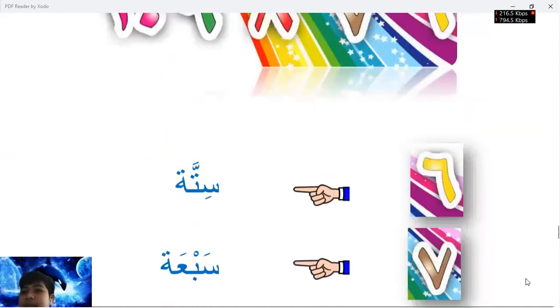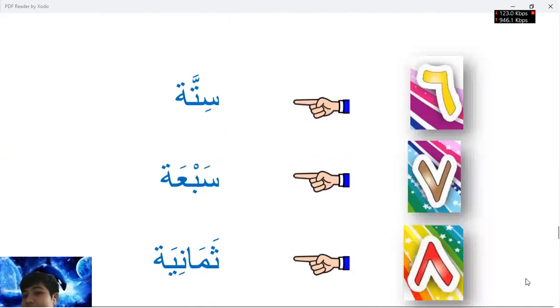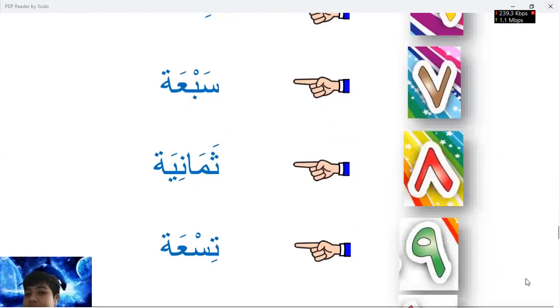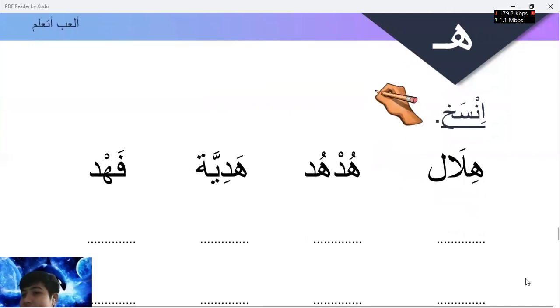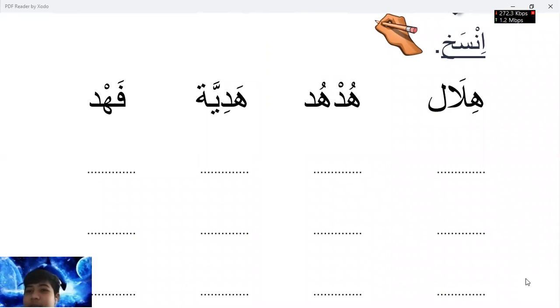Now we are counting. Do you remember the counting from 1 to 5? Yes. Okay, tell me. Wahid, Ithnan, Thalatha, Arba'a, Khamsa. Good. Now we have Sitta. Sab'a, Thamaniya, Tis'a, Ashara. Good. Try to memorize this as well, okay? Actually, I only learned up to 10. I don't know more because I changed to Chinese at school.